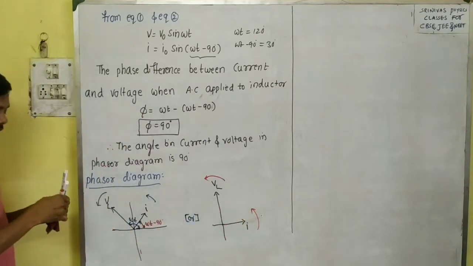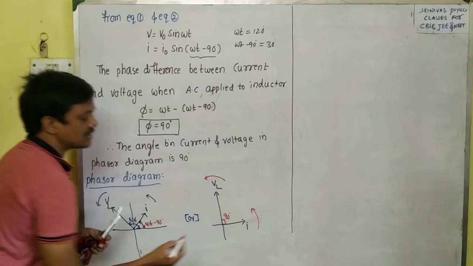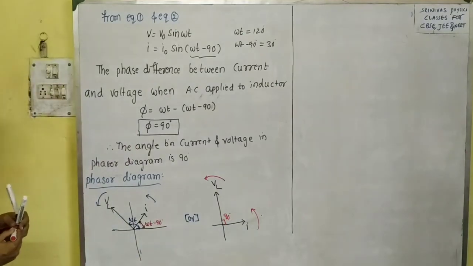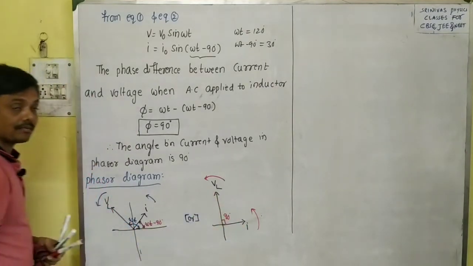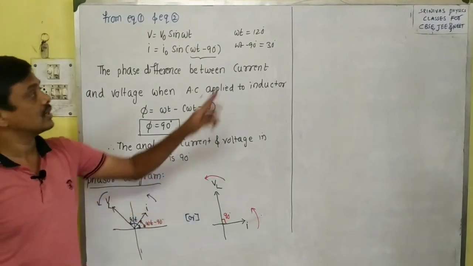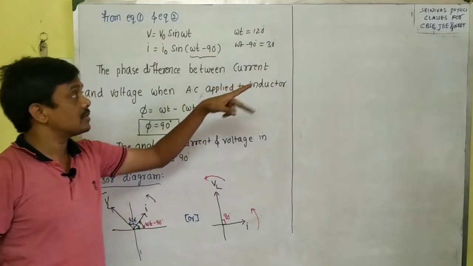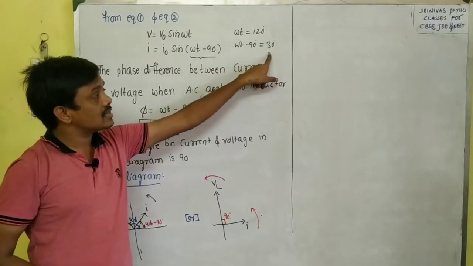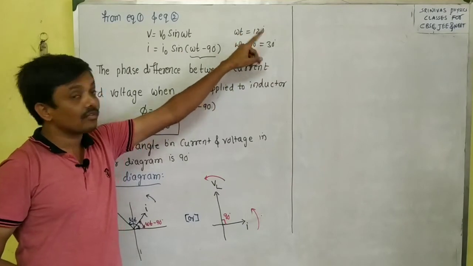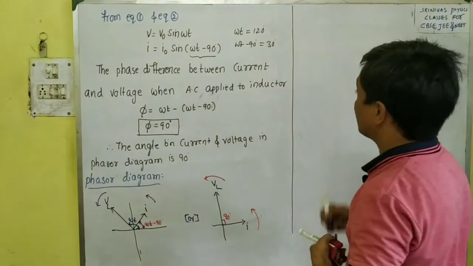Now the angle between the voltage and current is 90 degrees. This is the phase difference. They are rotating in the anti-clockwise direction, right? Current is back of the voltage. Current is rotated by 30 degrees, but voltage is rotated by 120 degrees. That means the current is lagging compared with the voltage. That means we write like this from the phasor diagram.